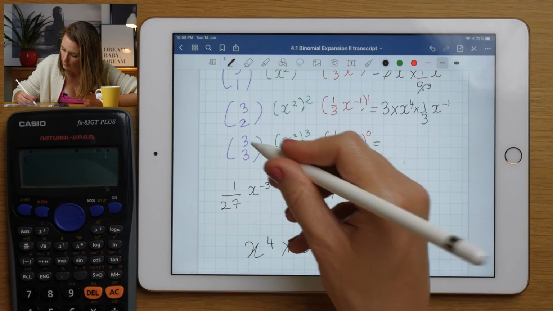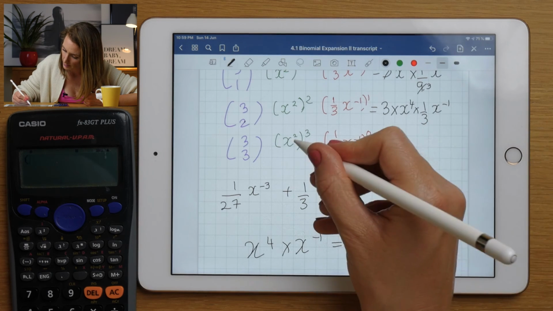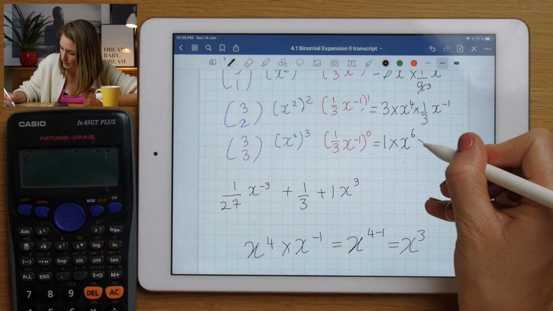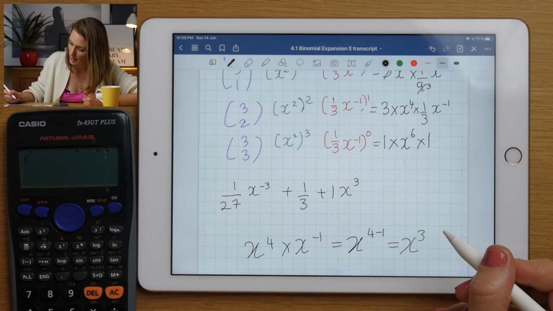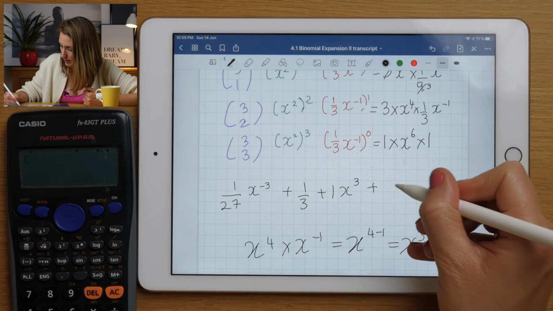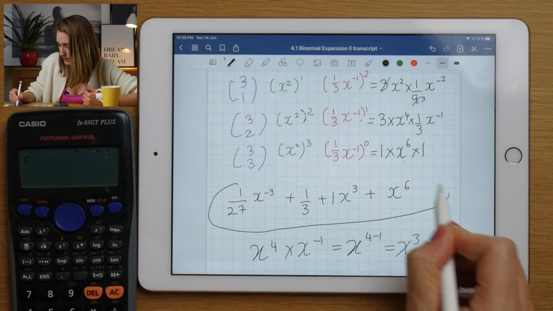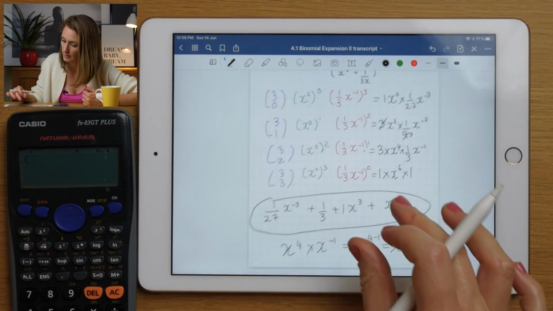Okay, last one. 3 choose 3 is 1. This would be x power 6. And this power 0 would be 1. So we would need to add on here plus x power 6. So this would be our final answer.